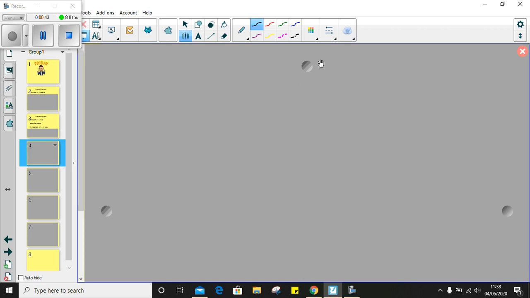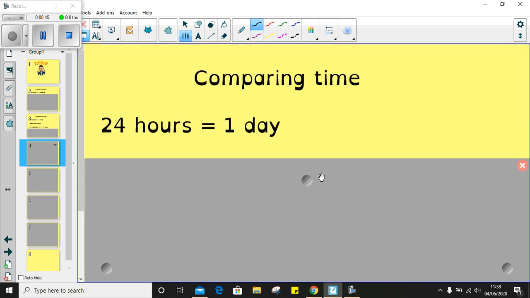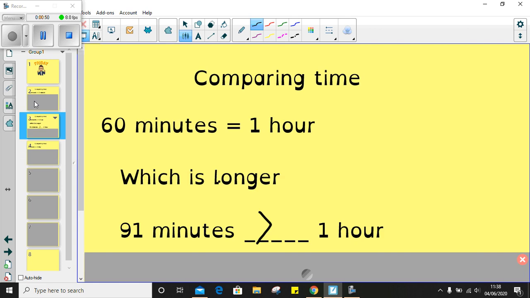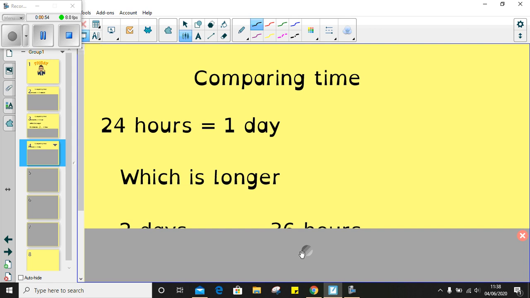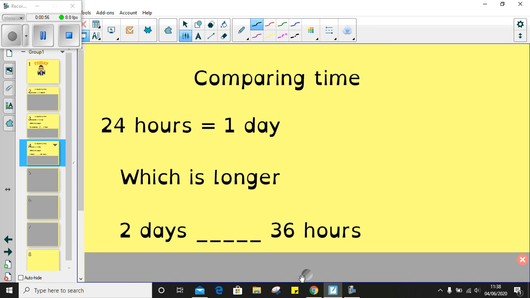Next one we're going to look at. There are 24 hours in 1 day. So 60 seconds in a minute, 60 minutes in an hour, 24 hours in 1 day. So if we know that, which is longer, 2 days or 36 hours? Pause the video just so you can figure it out. I'm about to tell you the answer.